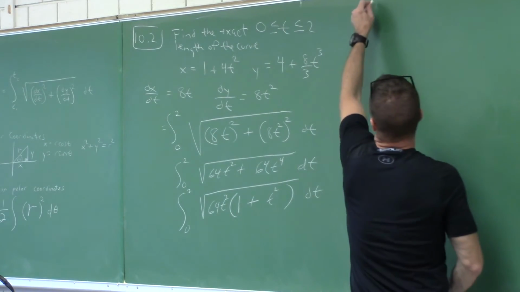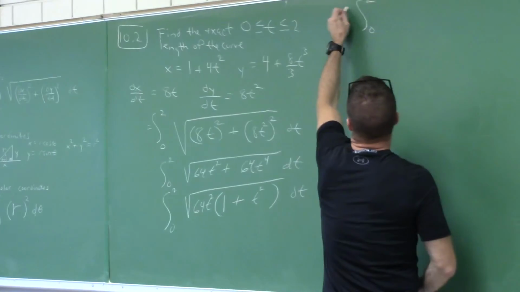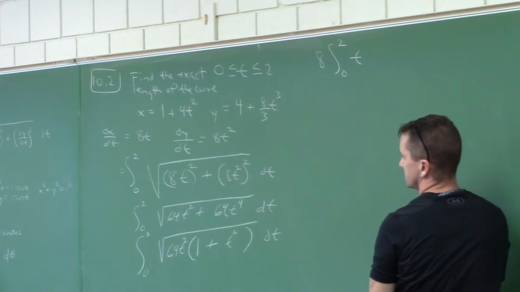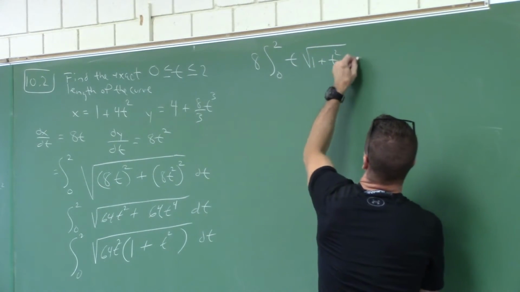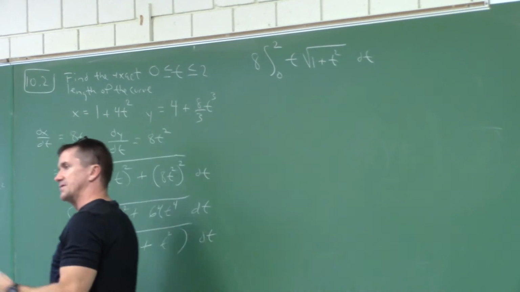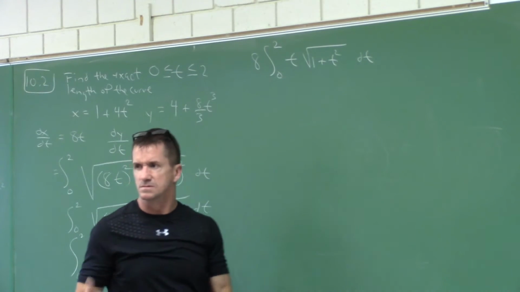The integral from 0 to 2. What's the square root of 64? 8. Times t, but you still have this square root of 1 plus t squared. I don't have to put the bars on there. These are positive, t's greater than 0.